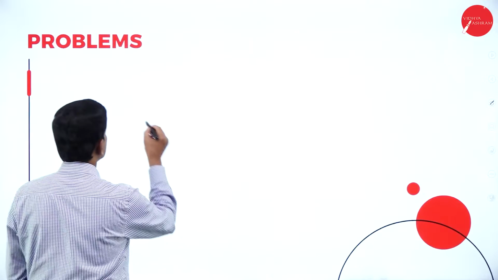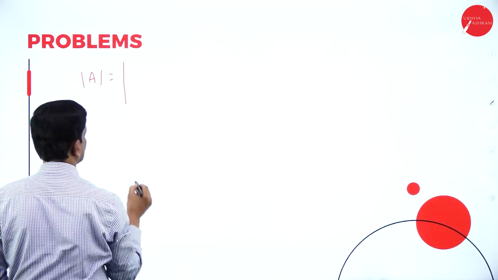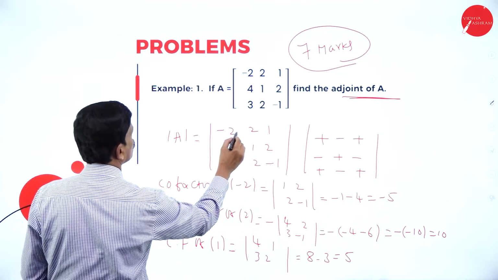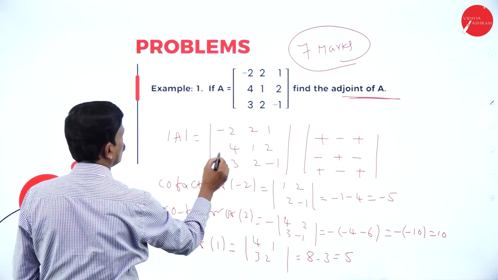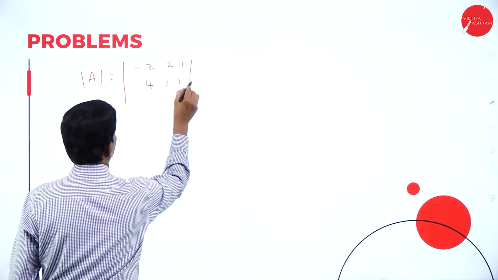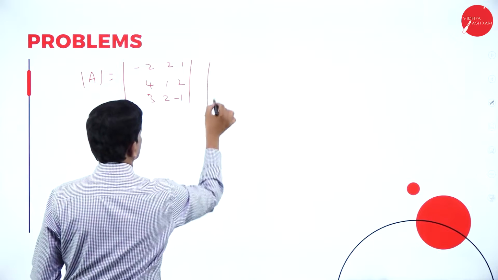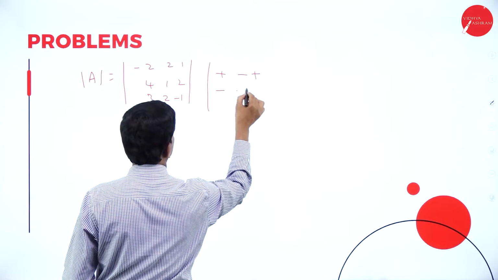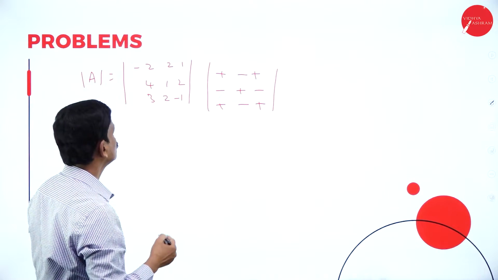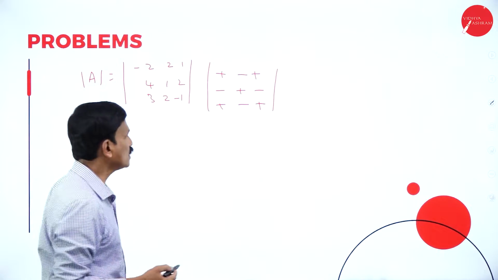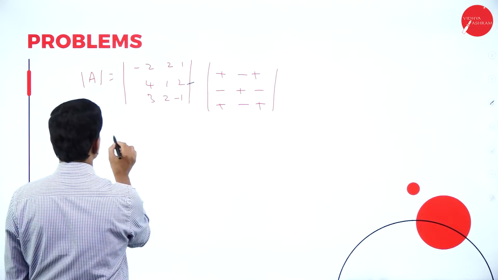What is the problem? Determinant of A is equal to determinant of minus 2, 2, 1; 4, 1, 2; and 3, 2, minus 1. So the signs are plus, minus, plus, minus, plus, minus, plus, minus, and plus, right? So diagonals are positive, remaining are all negative. Now let us write down the cofactors for the second row.